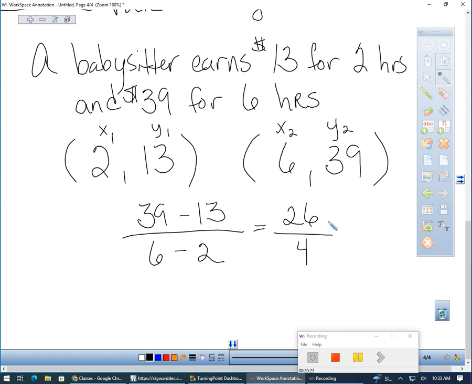But isn't this a real life situation? So what do you think we should do? Make it money, exactly. Make it a decimal because it's real life, right? So what is 26 divided by 4? 6.5, or since it's money, it's $6.50. What does that mean? $6.50 per what? $6.50 an hour.